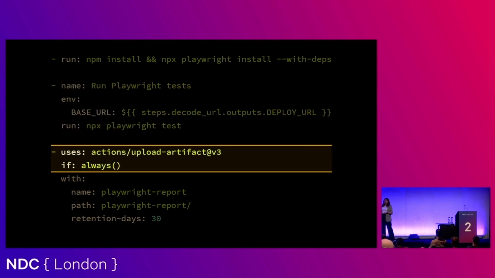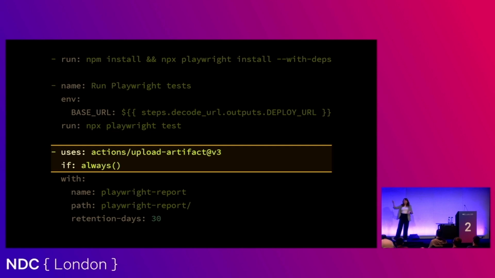Next, I also want to upload my Playwright report, and in this case, I have to do it manually. So I'm going to use the upload artifact package, and I'm going to have a check for always. By default, if a step has failed, the next step generally doesn't run. So if the test fails, it's not going to continue on.